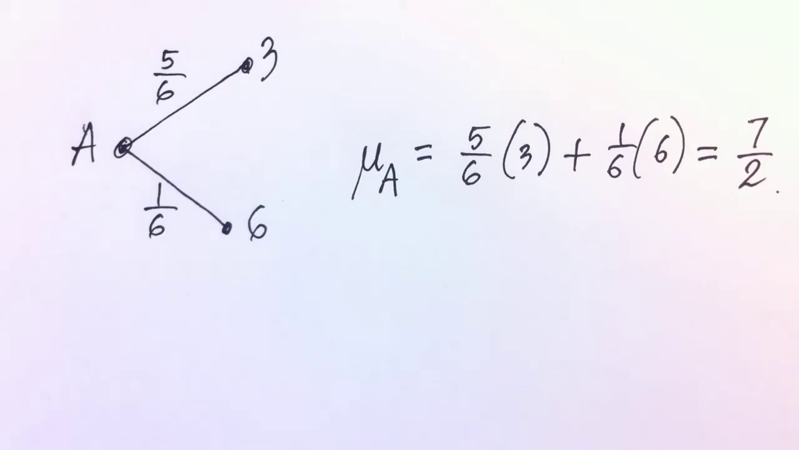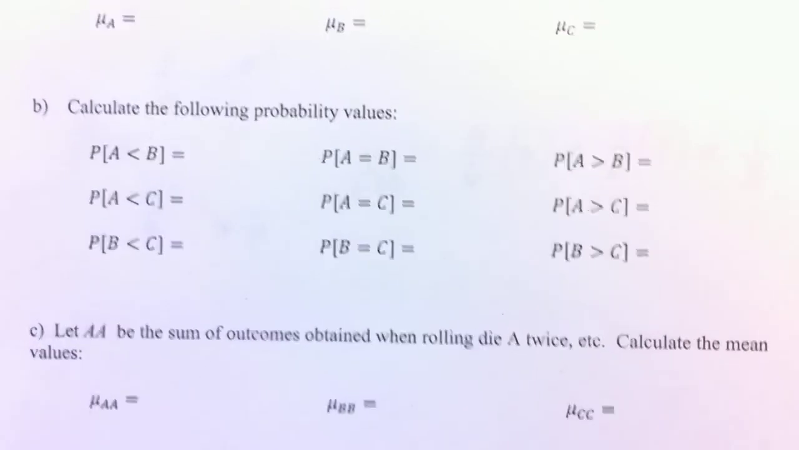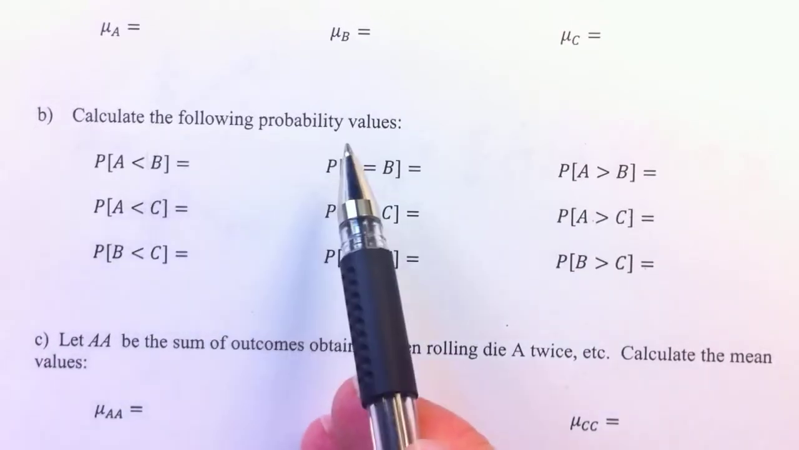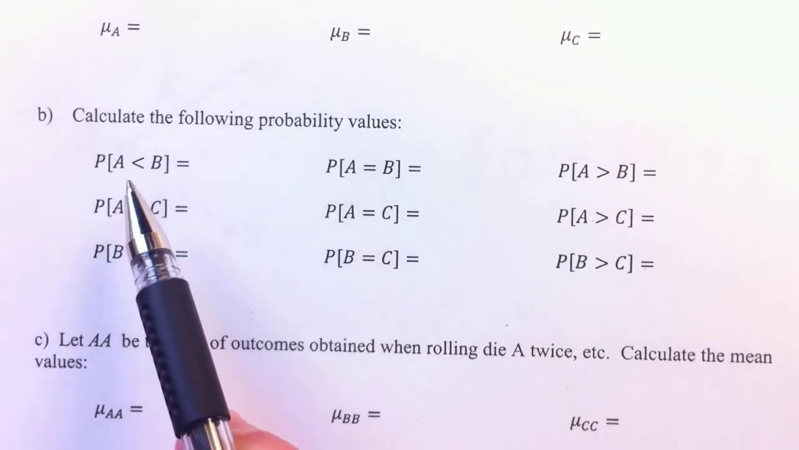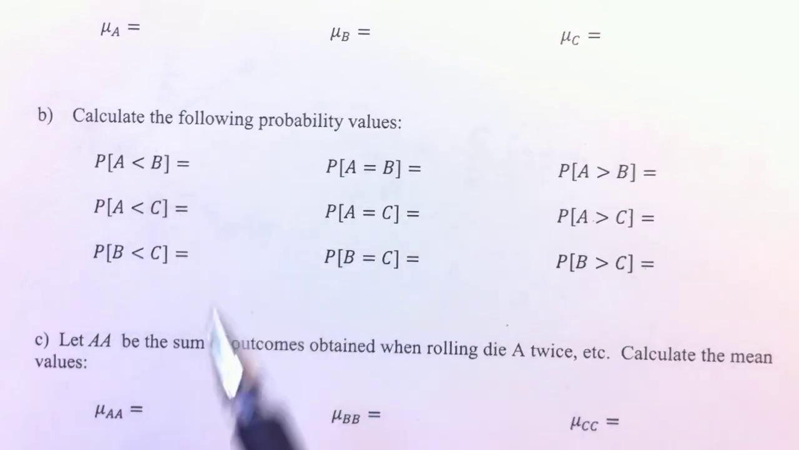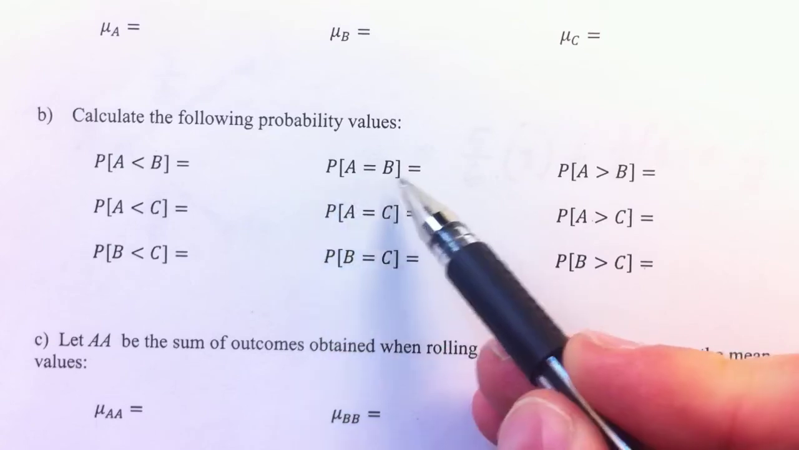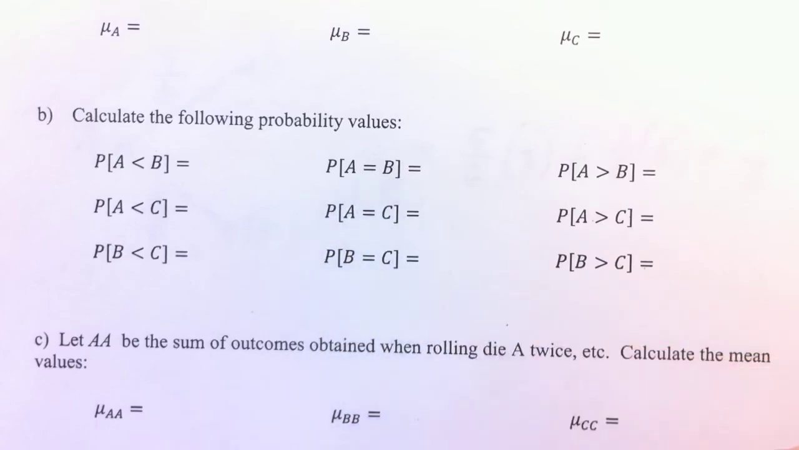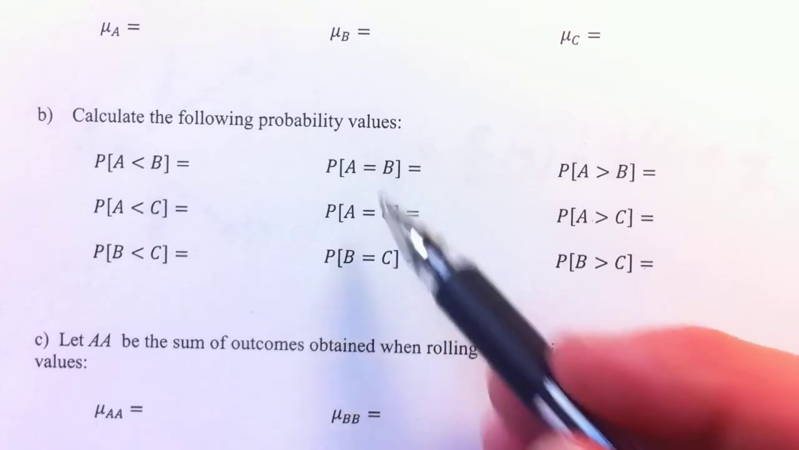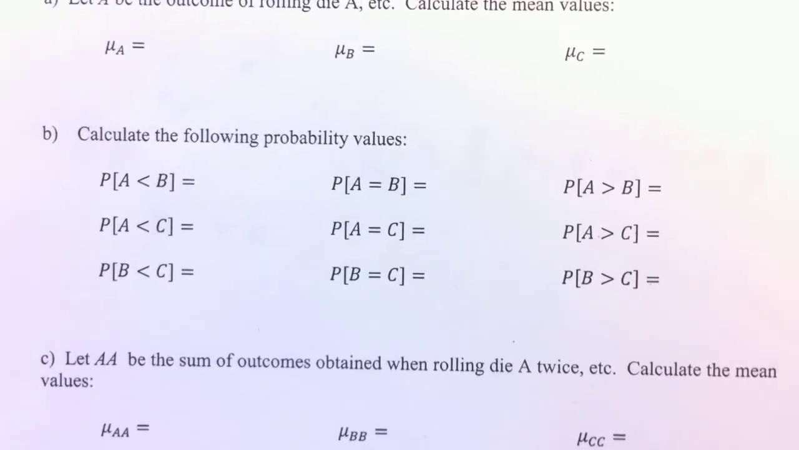So let's take a look at the questions that follow, because the first part is easy now. You're asked to calculate the probability values, for example, that rolling die A will give you an outcome that's less than that of rolling die B. Once I go through this, it'll be very easy to solve every one of those. By the way, no 2 dice have the same numbers on them, so therefore all of these will be 0. I just threw that in there for completeness' sake because that could have been an outcome. That's possible, but here it has 0 probability.